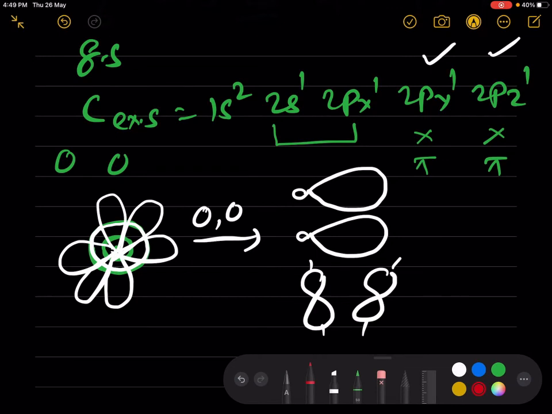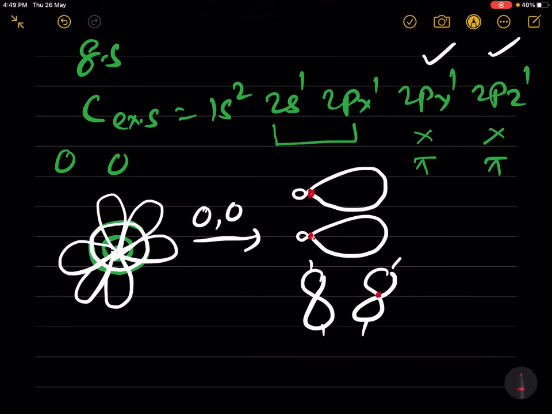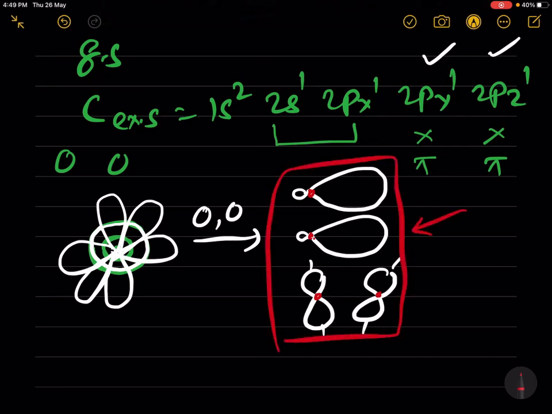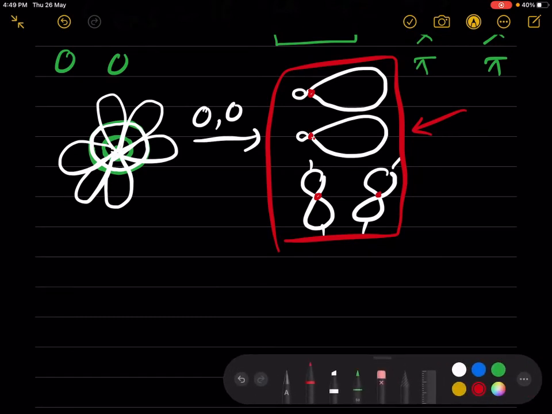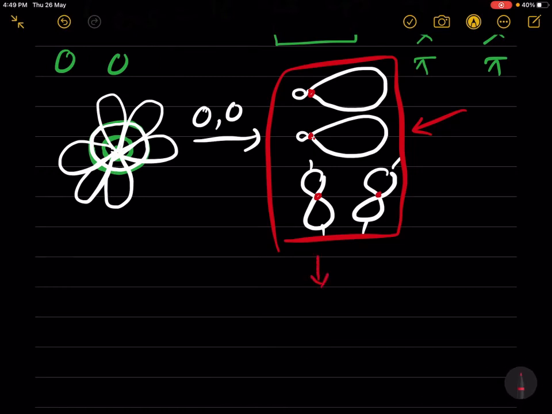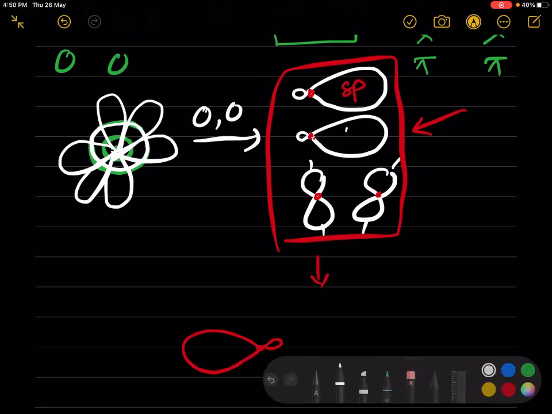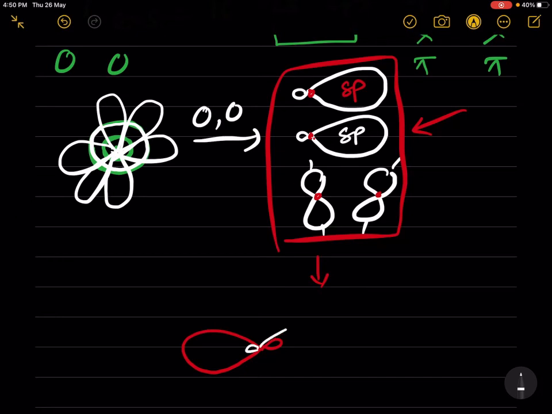You see, we cannot write these four orbitals in this fashion. So for the ease of understanding, I have written separately, but now I have to draw the structure as shown. You see, this is the nucleus. This is one sp, then the second one, this sp, like this. So two sp orbitals are drawn over here.